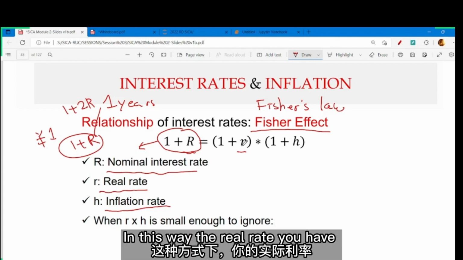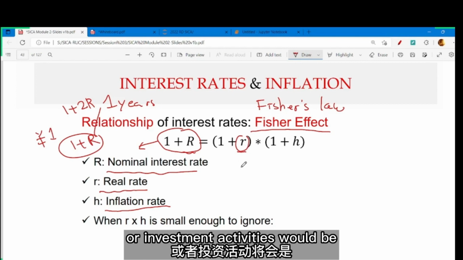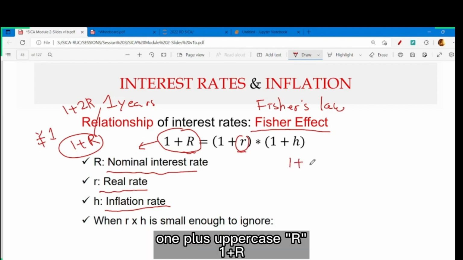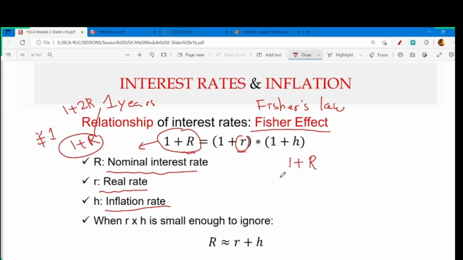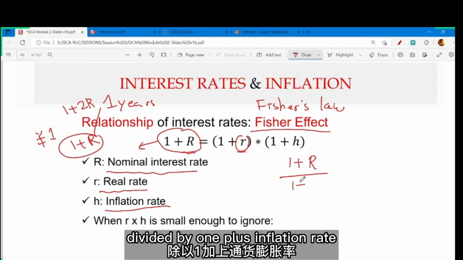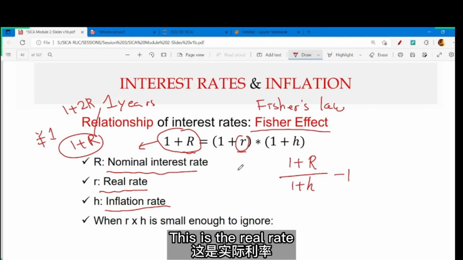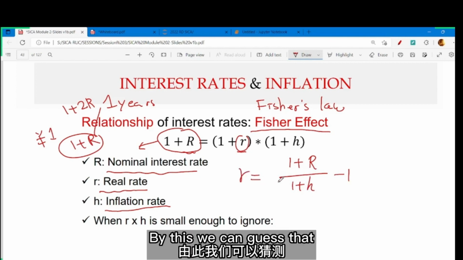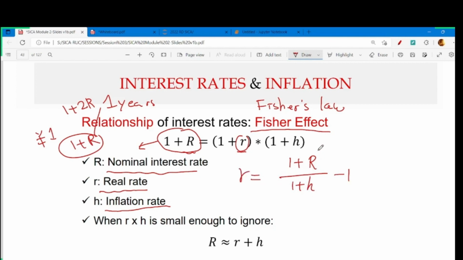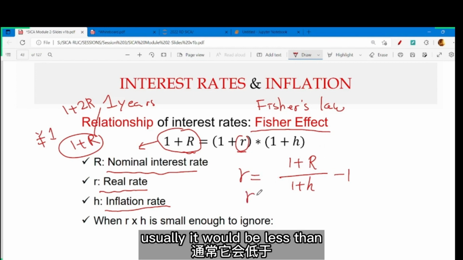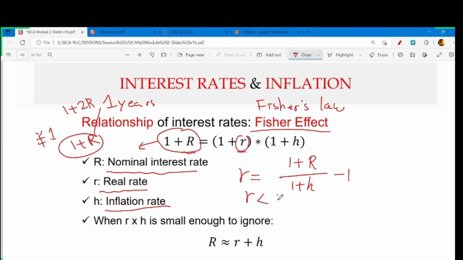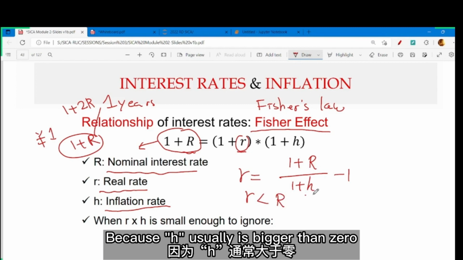In this way, the real rate you have for investment activities would be 1 plus uppercase R divided by 1 plus inflation rate, minus 1. This is the real rate. By this, we can guess that usually it would be less than the nominal rate, right? Because H usually is bigger than 0.